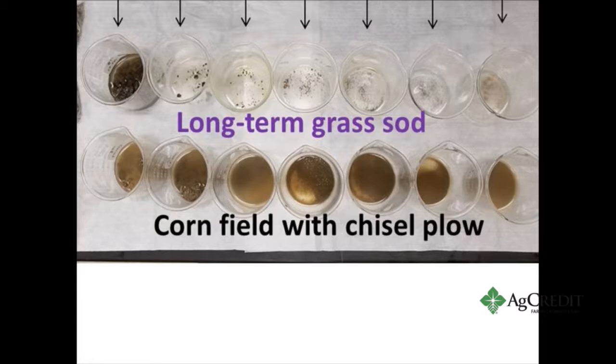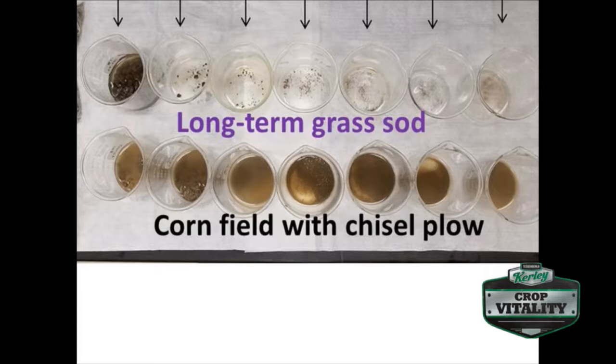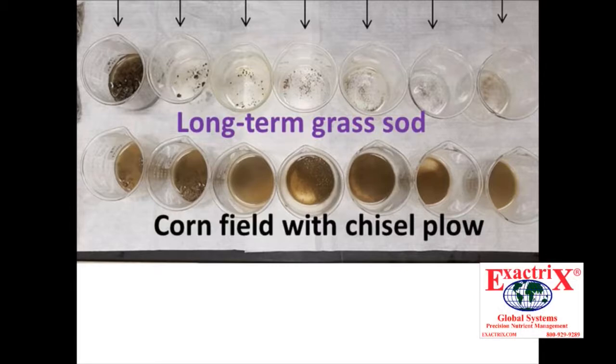Yeah, this test was done in our lab. If you look at the lower part of the slide, cornfield with chisel plow, you can see this soil doesn't have that much good aggregate stability. Soil disperses all the way. But if you look at the top, long-term grass sod, look at that to the left, those are bigger aggregates, macro aggregates. Look at how much. And the particle sizes, from the top left, are 4 millimeter, 2 millimeter, 1, 0.5, 0.25, 0.125, 0.053 millimeter.